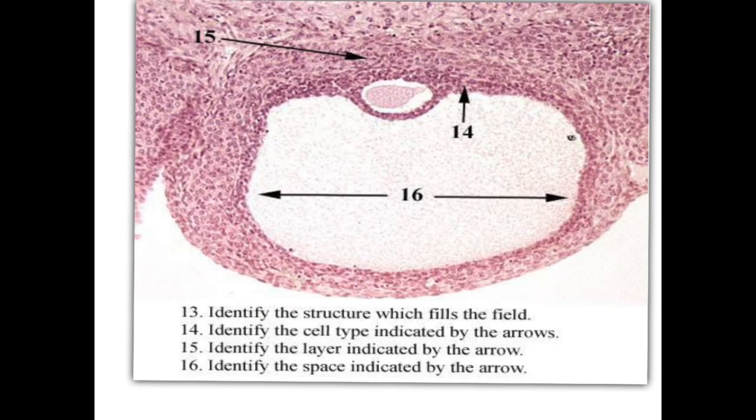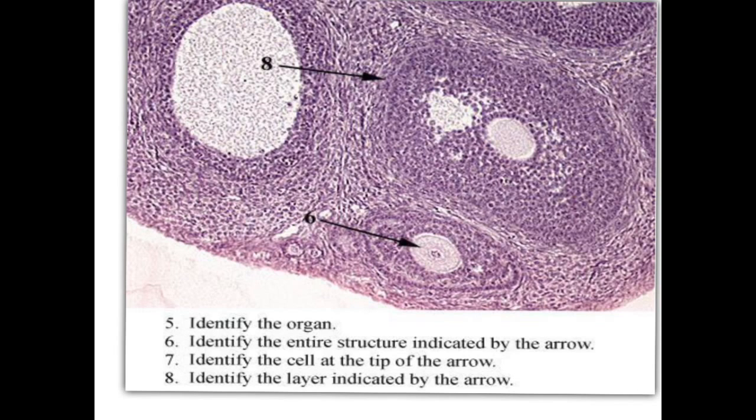Number 1, identify the structure which fills the field: Graafian follicle. Don't forget double A. Number 2, identify the cell type indicated by the arrow: granulosa cells. Number 3, identify the layer: theca interna. Number 4, identify the space: antrum.